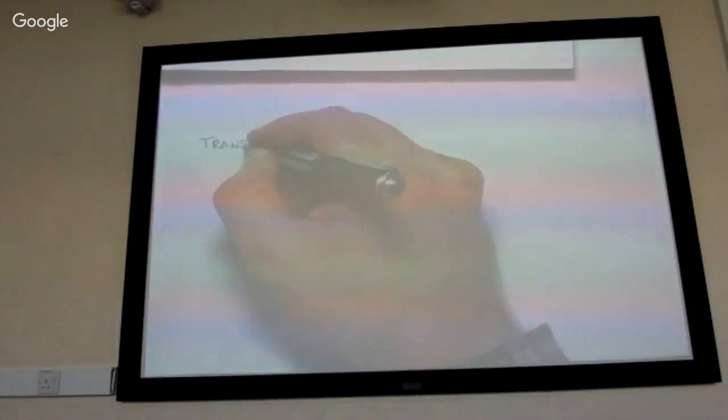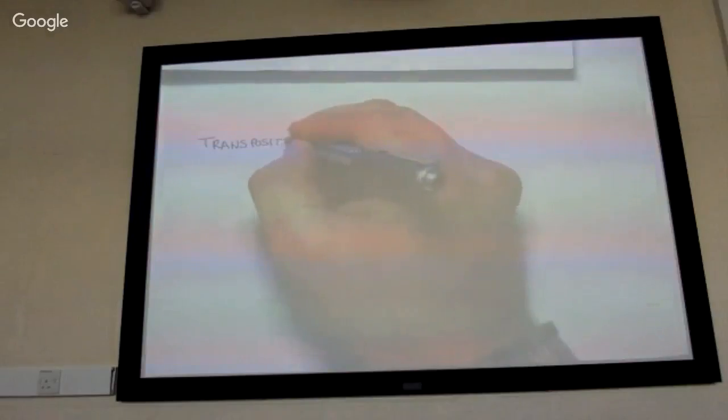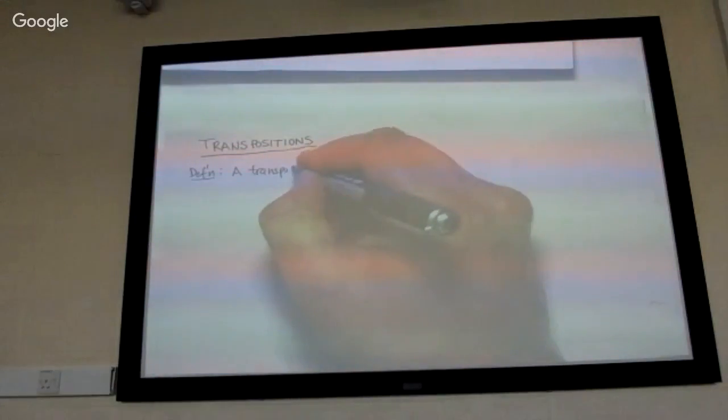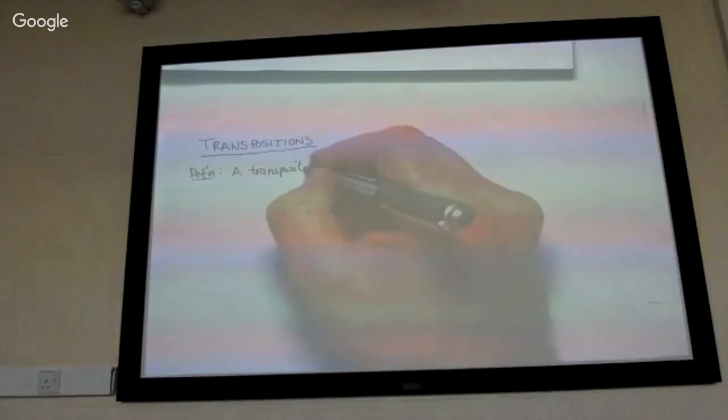Now we want to look at a special kind of cycle, which is called a transposition. So the definition is that a transposition is a cycle of length 2.